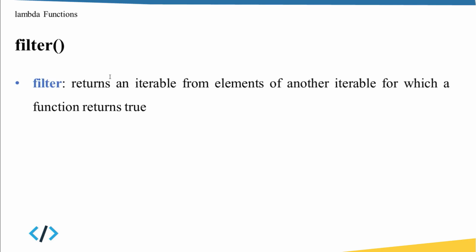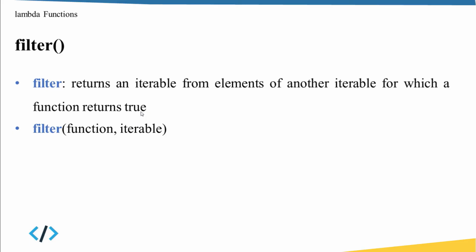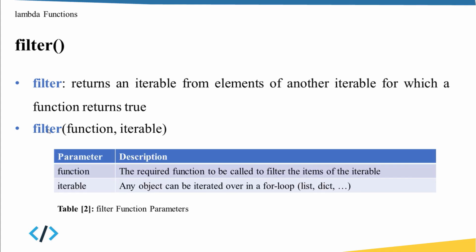The second function that I want to talk about is the filter function. Filter is a function that returns an iterable from elements of another iterable for which a function returns true. So you have to know that the function that you want to pass inside filter, and which is going to be applied on the iterable, is a function that returns either true or false. Now, for the items of the iterable that give me true, those items will appear in the output of the filter function.